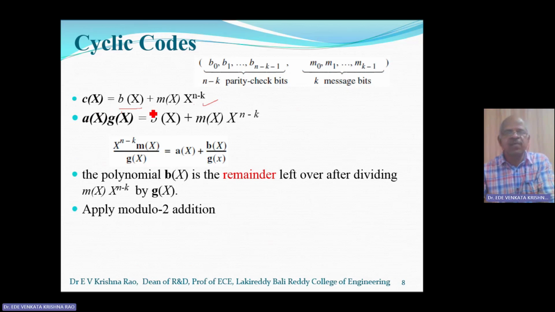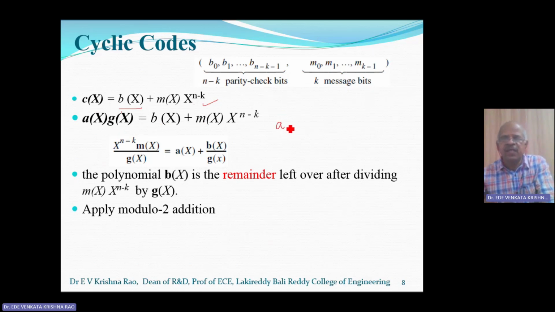So to generate this code polynomial as b of x plus m of x x power n minus k. So how do you get this code word? As we mentioned, the product of two polynomials a of x, g of x. So this is made equal. So here in this entire equation, we divide with the generator polynomial g of x.